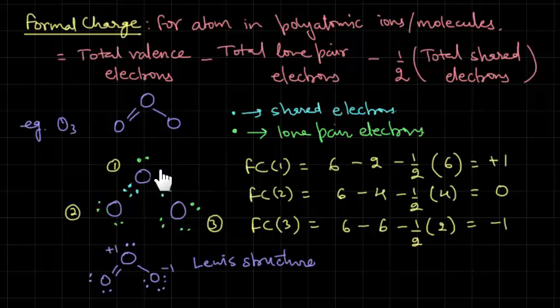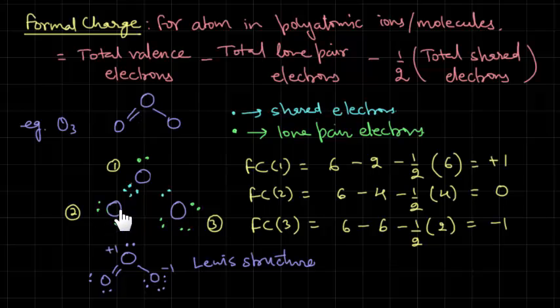So let's calculate the formal charge. In the first case, total valence electrons is 6, for all 3 oxygen atoms. 6 minus total lone pair electrons, and there is only one lone pair, so lone pair electrons are 2. 6 minus 2 minus half of total shared electrons. With this oxygen atom, how many shared electrons are there? 4 plus 2, which is 6, minus half times 6. So it comes out to be plus 1.